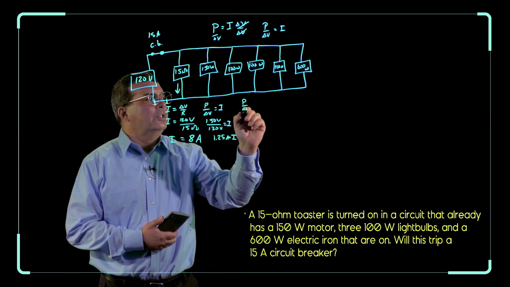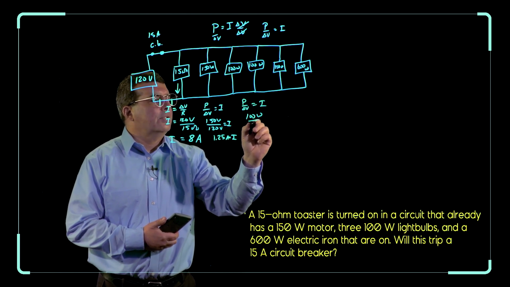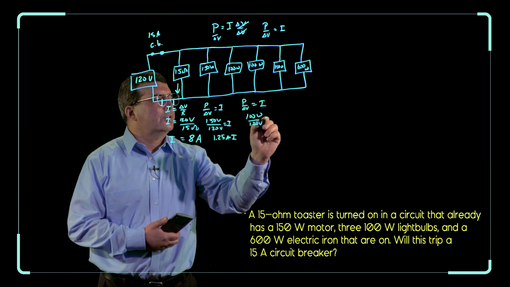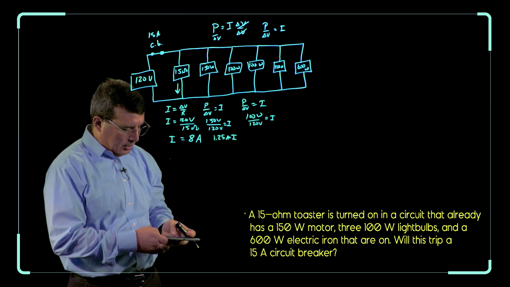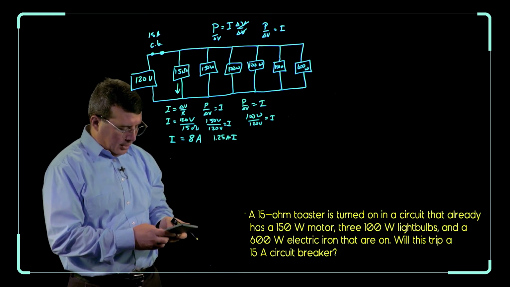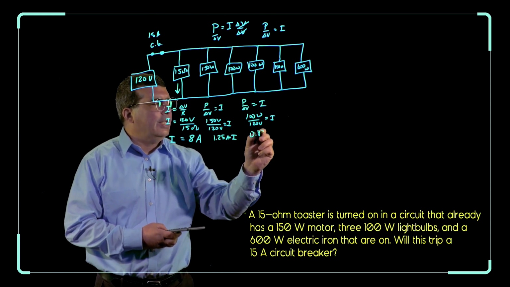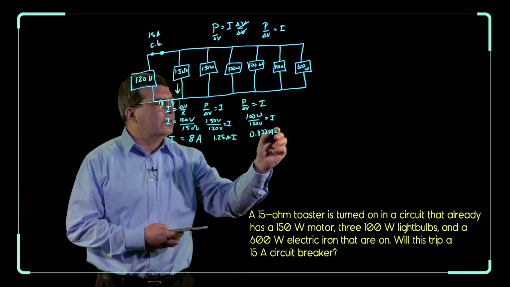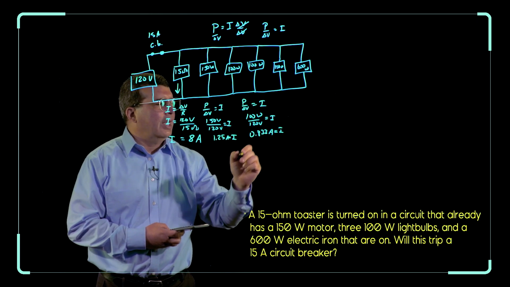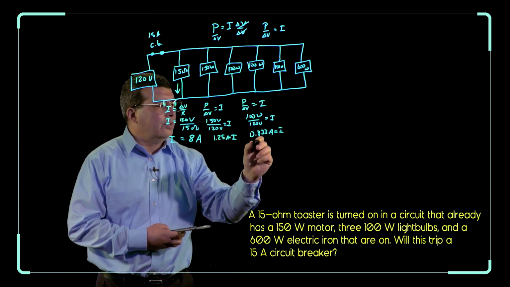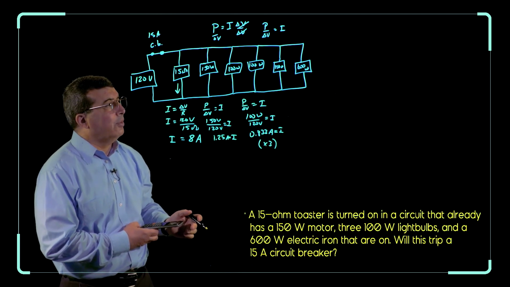For each of the light bulbs, I can do the same thing. Power over voltage is my current. 100 watts divided by 120 volts is my current. 100 divided by 120, that is 0.833 amperes is my current. And then just as a reminder, I have to multiply that by 3, because there are 3 light bulbs.